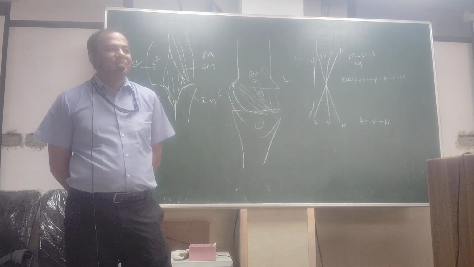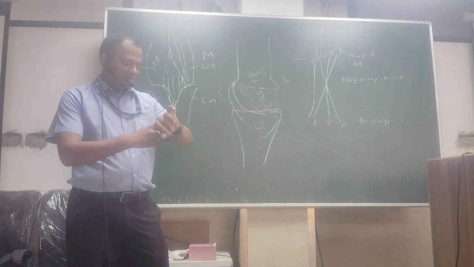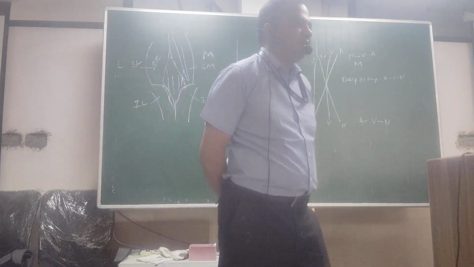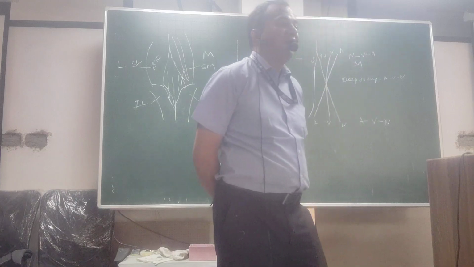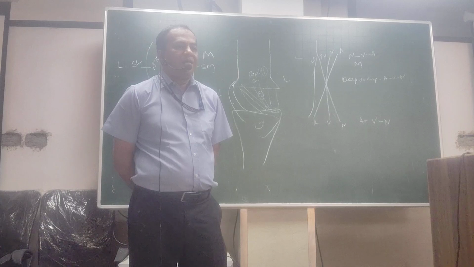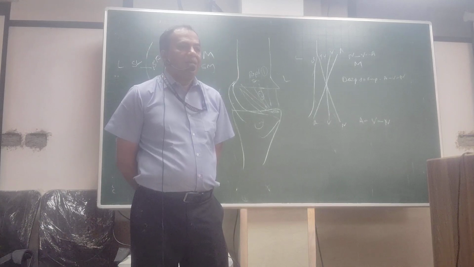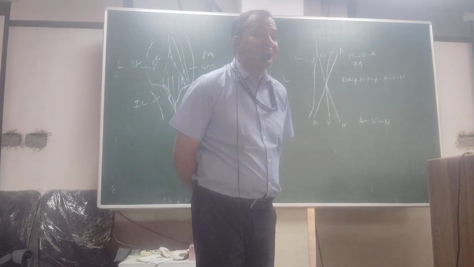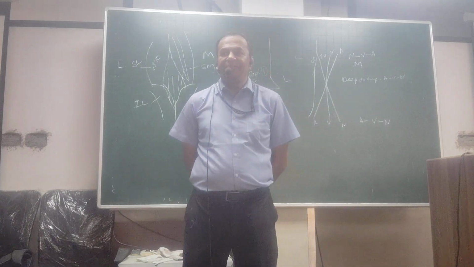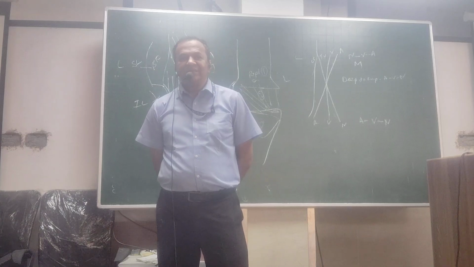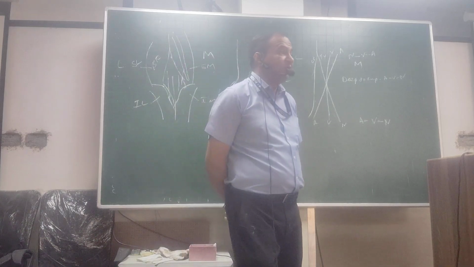Significance of this fossa. It is used to measure the pulse in the lower limb. Another significance: to measure the blood pressure of the lower limb also.